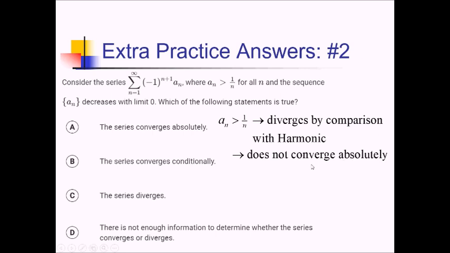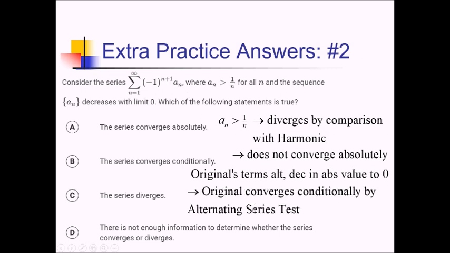But we still might converge conditionally if we put the alternating piece back in. We see in that case that we do have a series whose terms alternate, and this piece here is decreasing with limit 0. They're saying that we're alternating and decreasing in absolute value to 0. So this meets all the conditions of the alternating series test, which tells us that this is going to converge conditionally by the alternating series test. So that ends up being choice B.